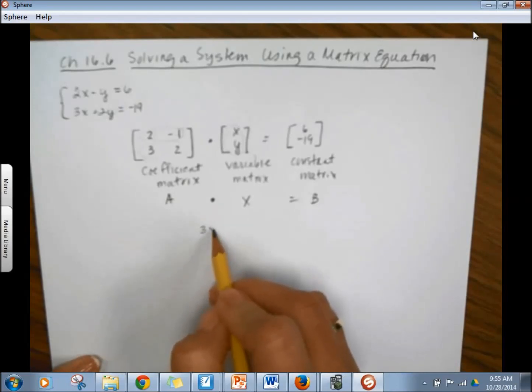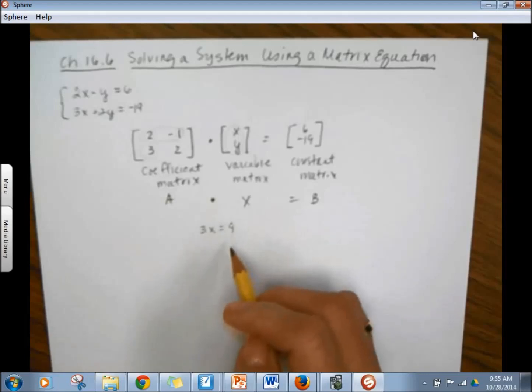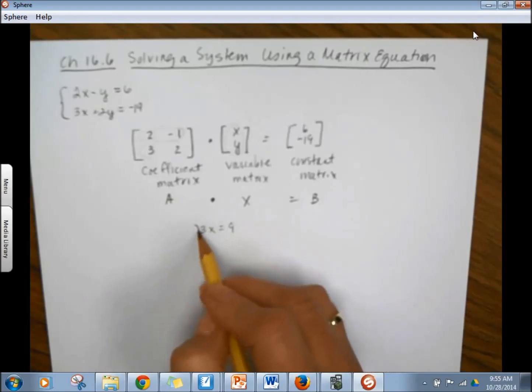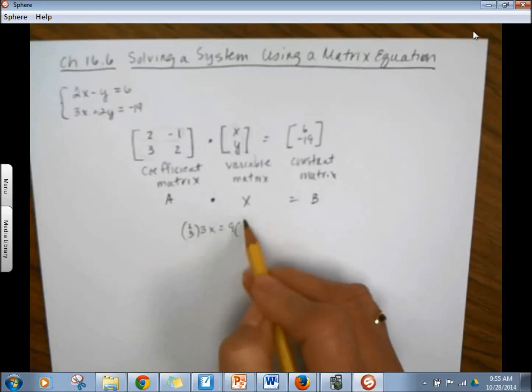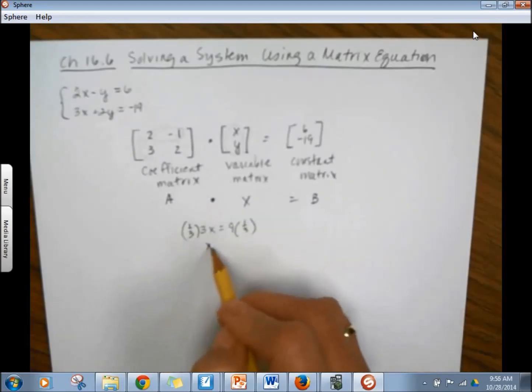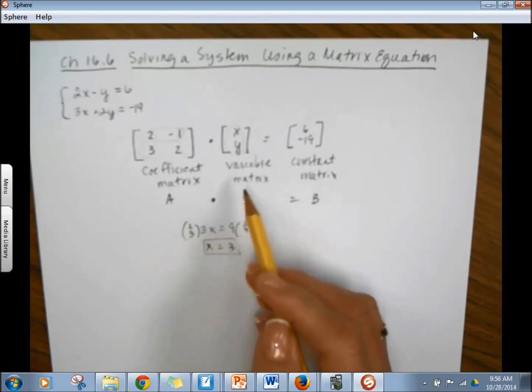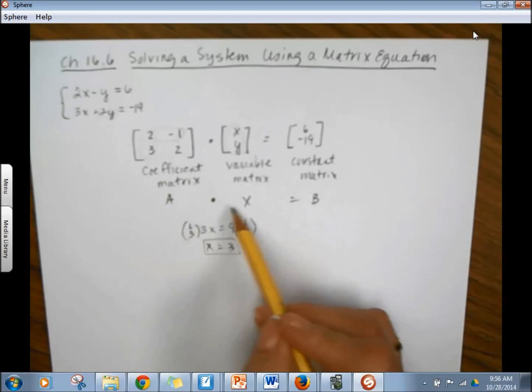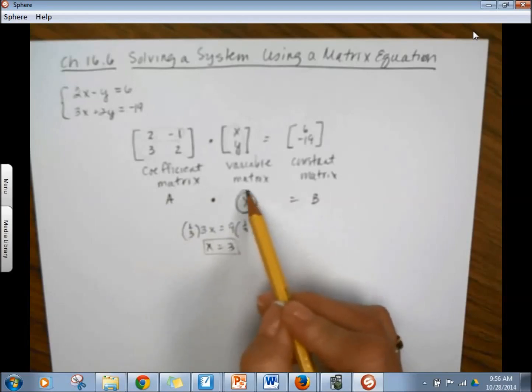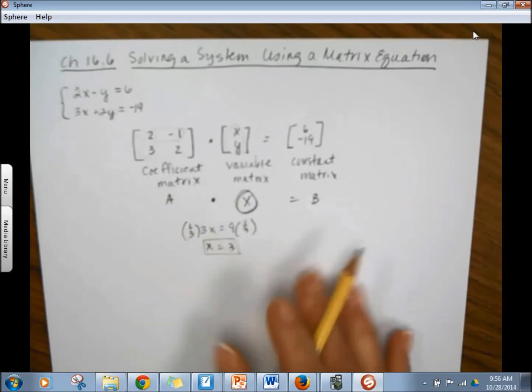If I gave you something like 3x equals 9 and asked you to solve that, you would say, well, divide both sides by 3 to get x equals 3. But what if I told you you could not use division? What other process could you use? That's right, you would be able to use multiplying by the reciprocal in order to solve for the variable. Well, we use a similar process in solving for matrix X because there is no division with matrices.